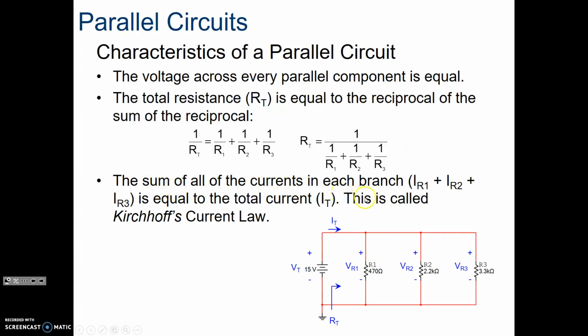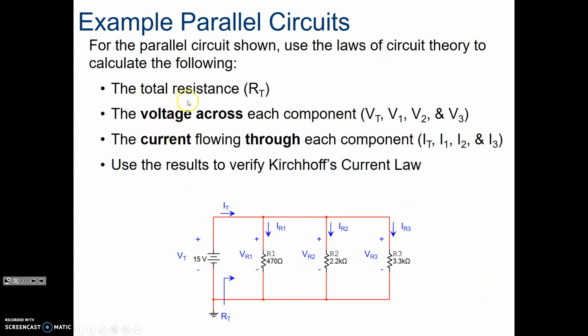So now let's look. We've got this new circuit. Now they're in parallel to each other. Notice how you have the branches here. So the total resistance is going to be 1 over this plus 1 over that plus 1 over that. So we're going to do the same thing.